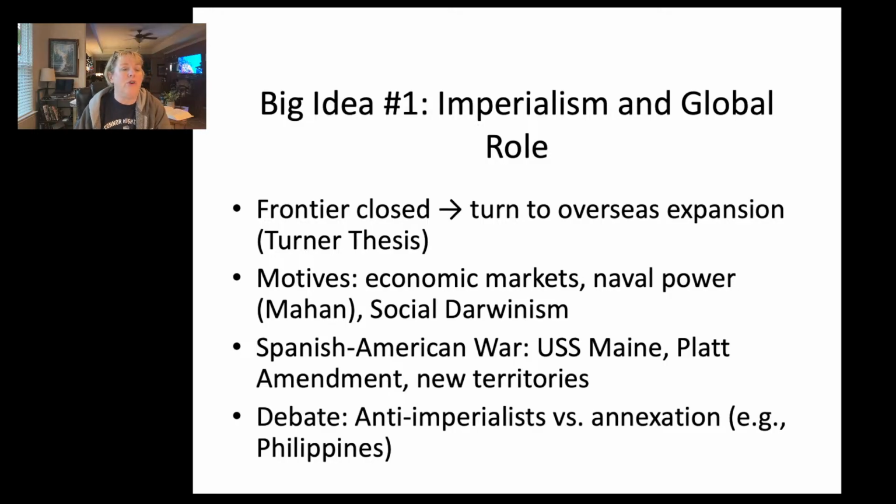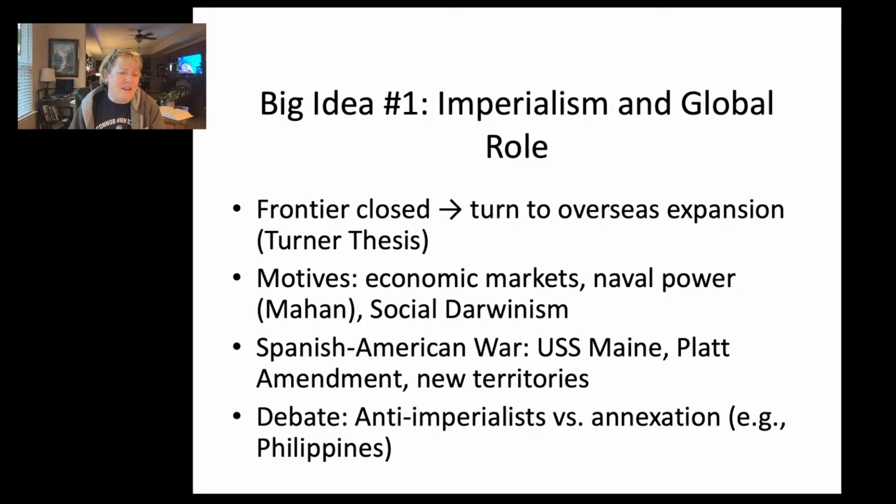We're going to start looking overseas to where we can start expanding, because that's what Turner was basically saying: that we are a nation that just naturally looks to expand. And that's in our DNA. So we'll start looking overseas to where we can go. And we're going to look at the causes of that, or the driving forces behind that.